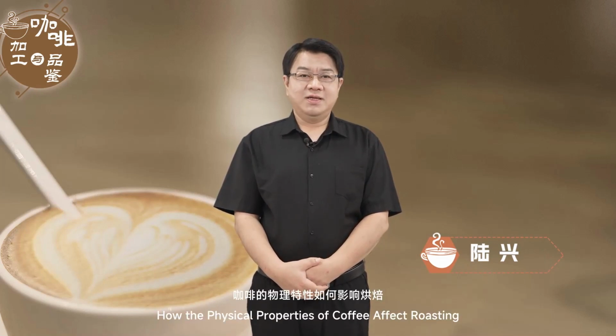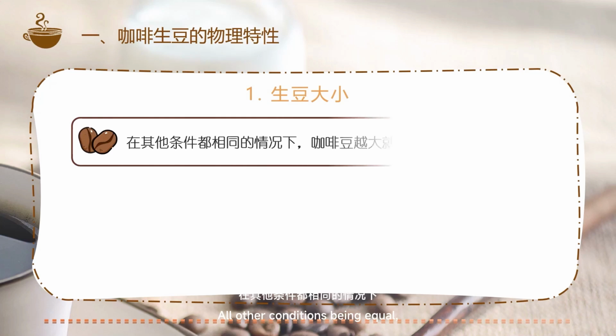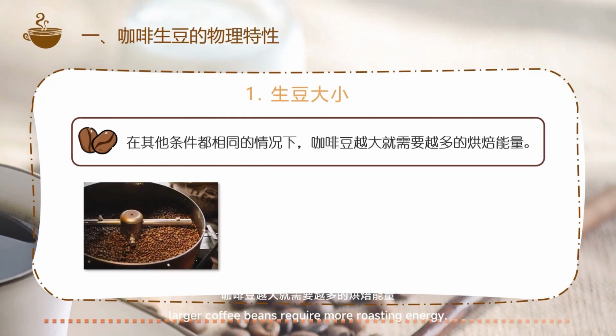Fundamentals of coffee roasting and processing. How the physical properties of coffee affect roasting. 1. Green bean size. All other conditions being equal, larger coffee beans require more roasting energy.